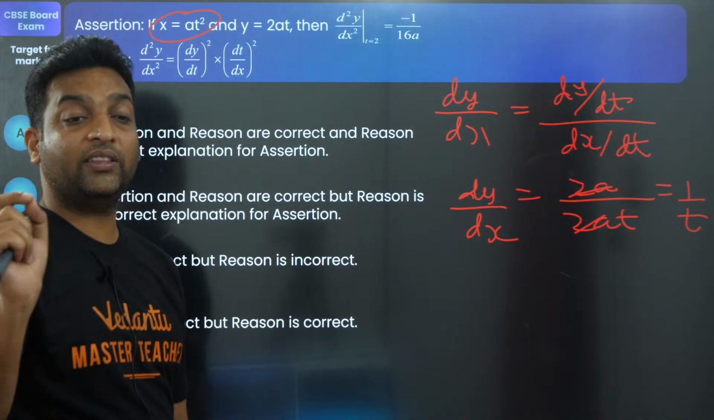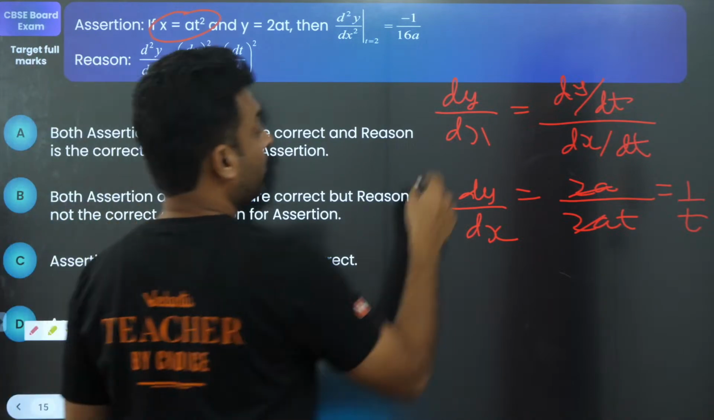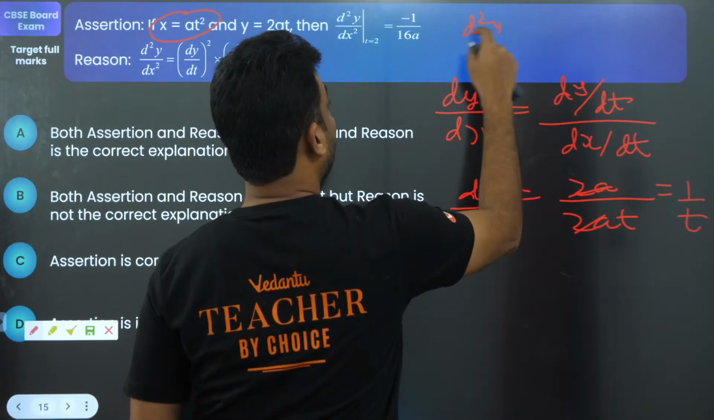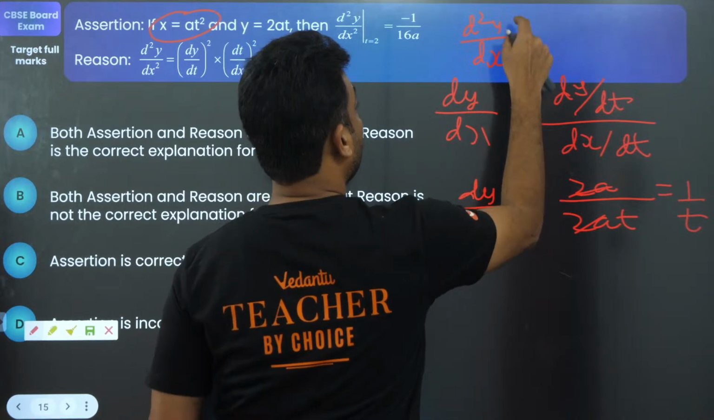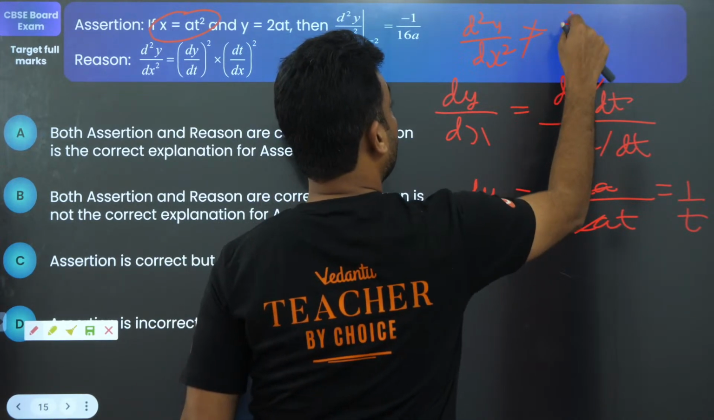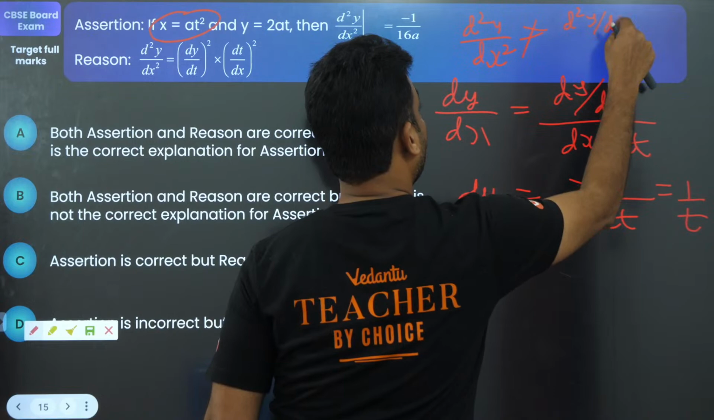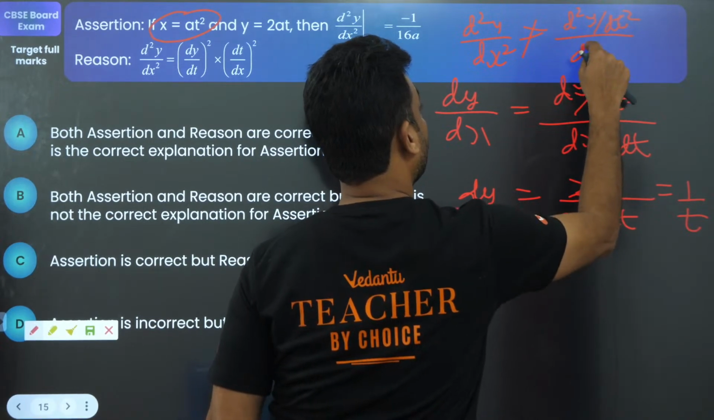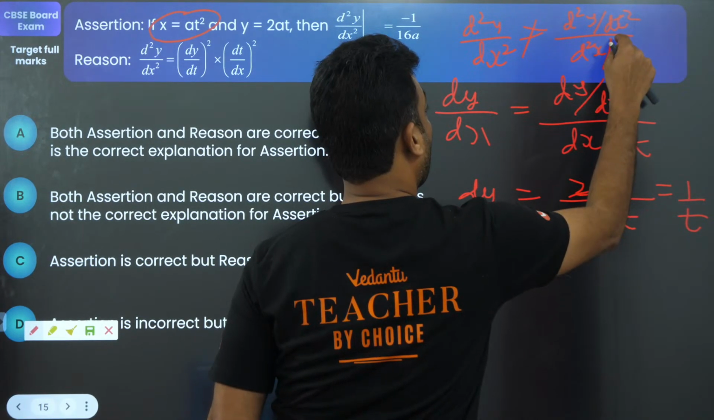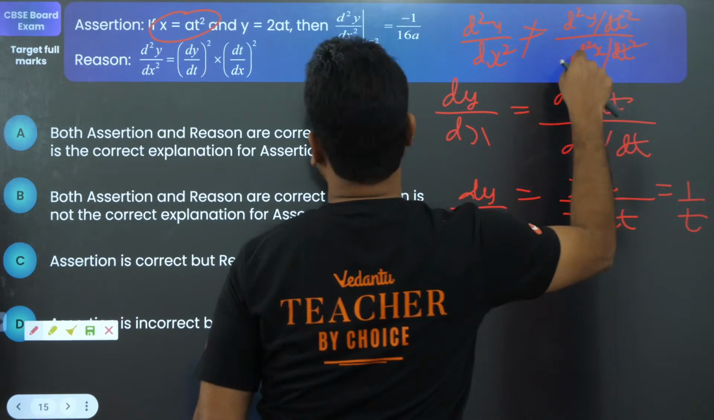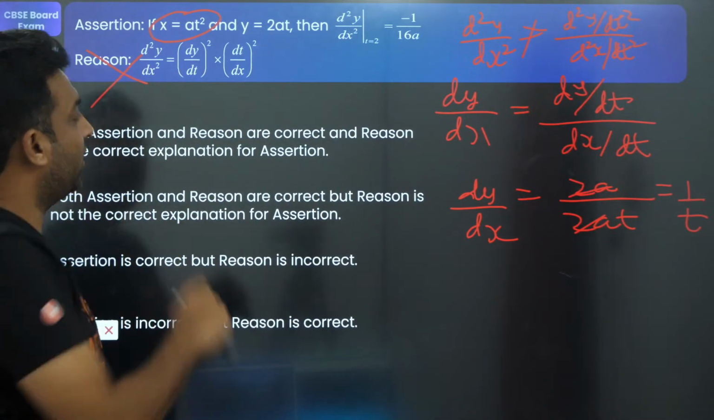But learn this, very important: d square y by dx square is never equal to d square y by dt square divided by d square x by dt square. This is always wrong. So reason तो wrong है.